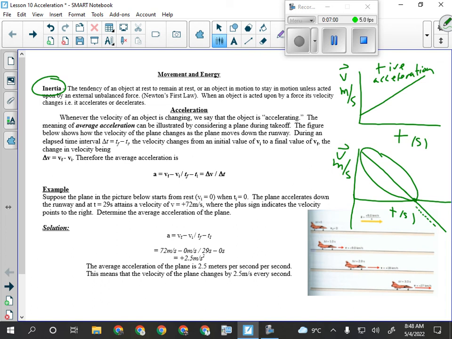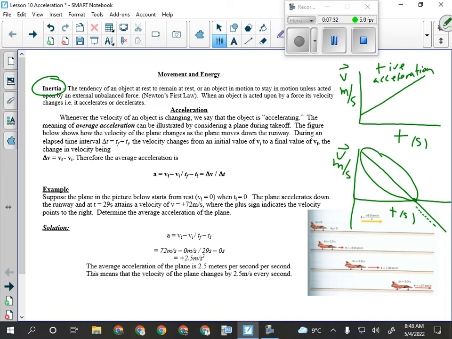So anytime an object is accelerating, which is what we're going to talk about today, something is pulling it or pushing it to make it do so. Things do not just accelerate on their own. Our entire universe operates on this premise, that things don't just accelerate for no reason. There's always a force that causes them to do so. Whenever the velocity of an object is changing, we say the object is accelerating.